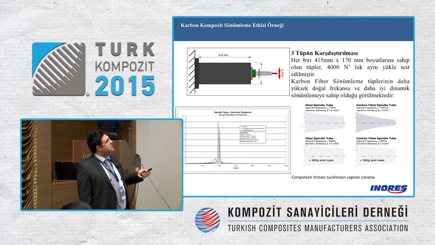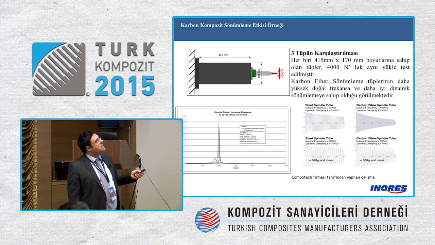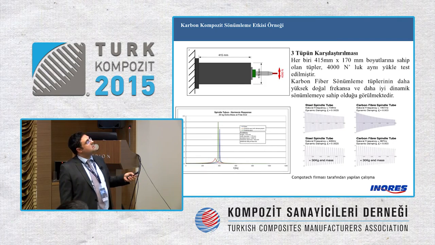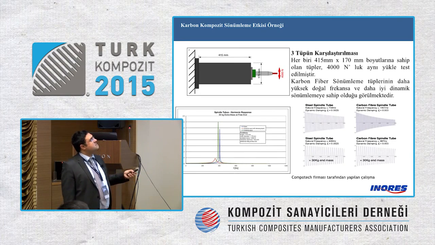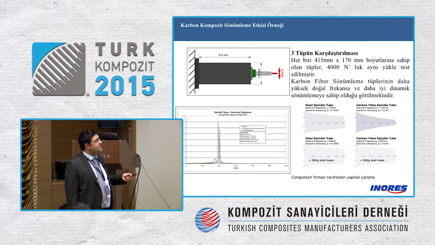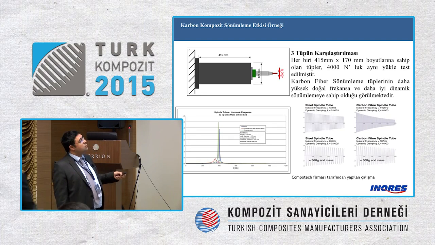The natural frequency of the steel is more than 730. The carbon fiber is more than 1,400. The dynamic absorption is 0.025 for steel. In carbon, it's 0.003. So the vibration loads are absorbed more easily and faster.